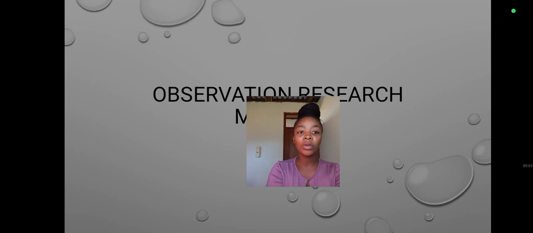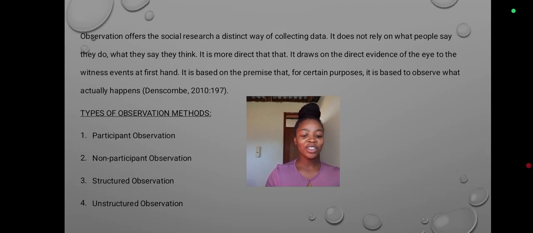Today, we will be talking about the observation research method. We will talk about the different types of observation methods, and the advantages and disadvantages of those methods. Firstly, what is observation? Observation is a research method that offers the social researcher a distinct way of collecting data.